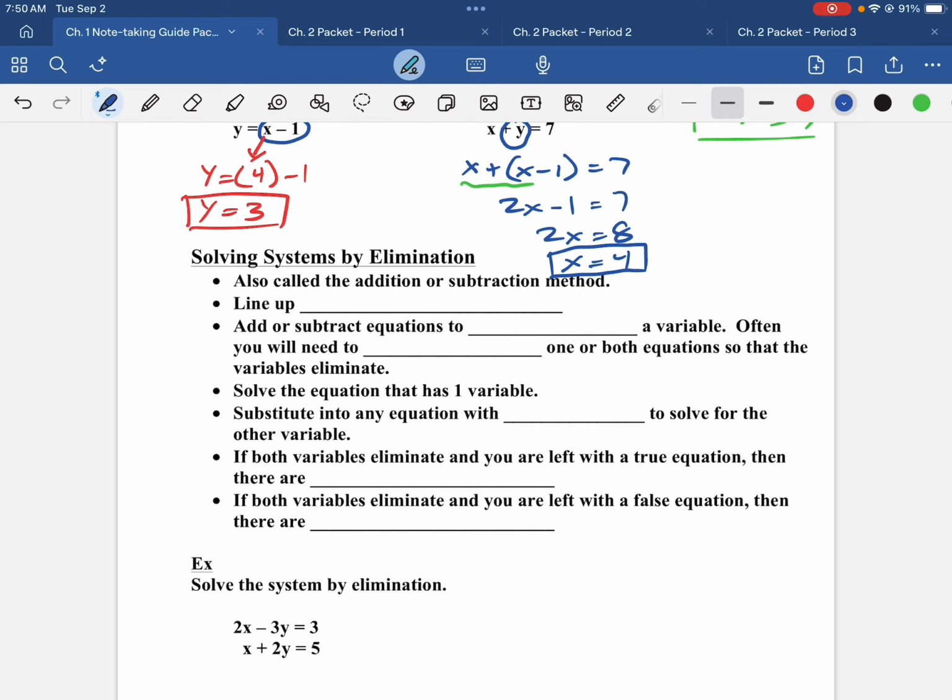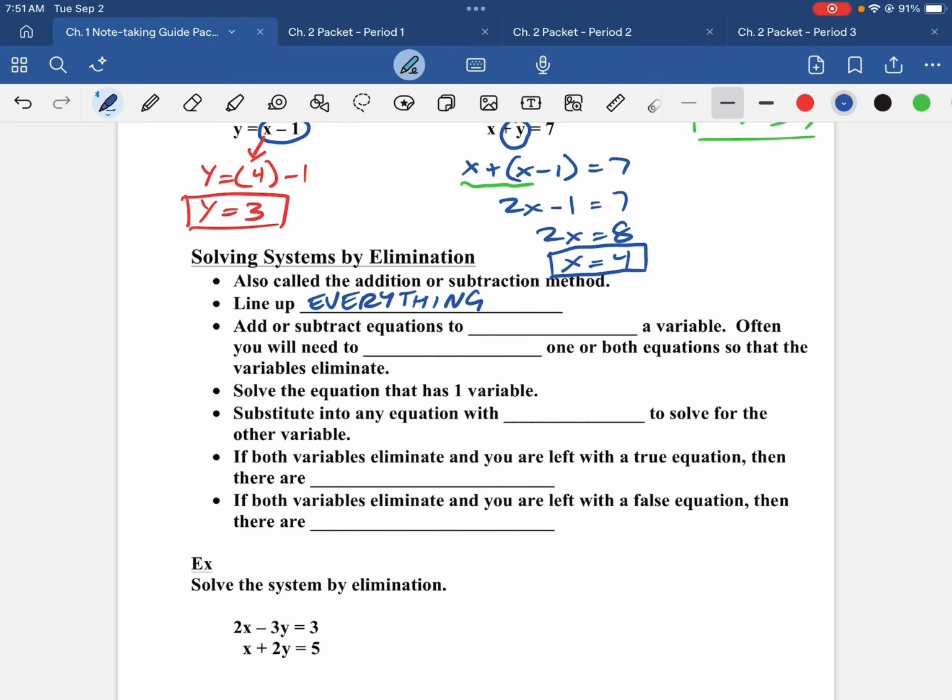What you want to do first is line up everything. So if you look at the example at the bottom of the screen, the x's, the y's, the equal signs, and the constants are all lined up. So this one I don't have to line them up, but if it wasn't lined up, I'd want to rearrange the equations so that I got the x's and everything else lined up.